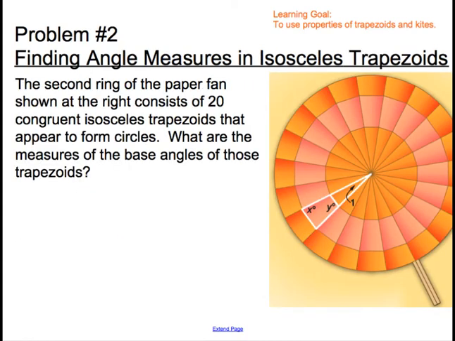Problem number 2 states that the second ring of the paper fan shown consists of 20 congruent isosceles trapezoids that appear to form circles. What are the measures of the base angles of those trapezoids?